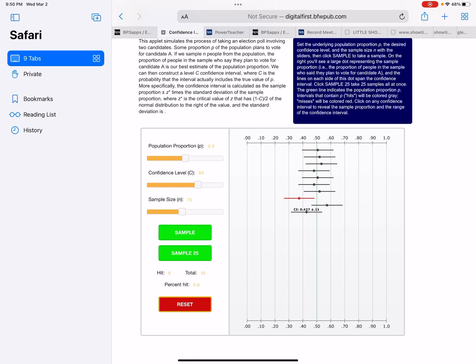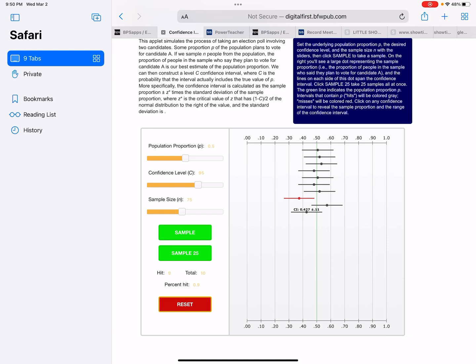So here's 10 samples. Out of those 10 samples, 9 of them captured the true proportion. Notice this red one that looks like it's got a point estimate of maybe 0.38 did not capture the true proportion of 0.5. It missed it. So this is a demonstration of a confidence level where we have 9 out of the 10 that captured the true proportion.